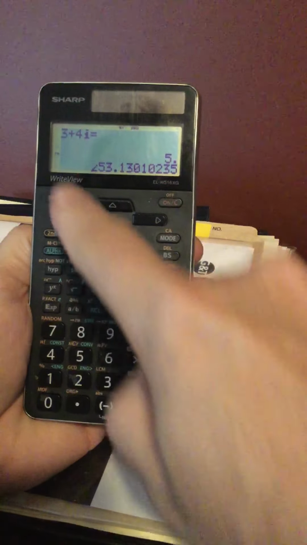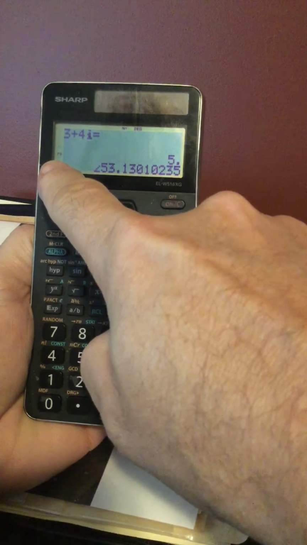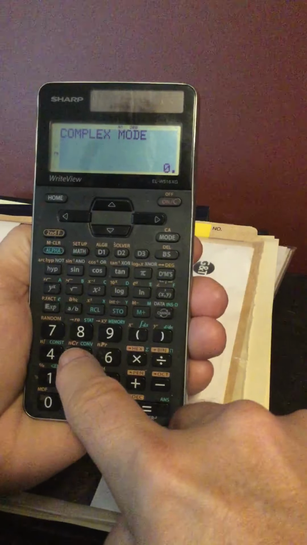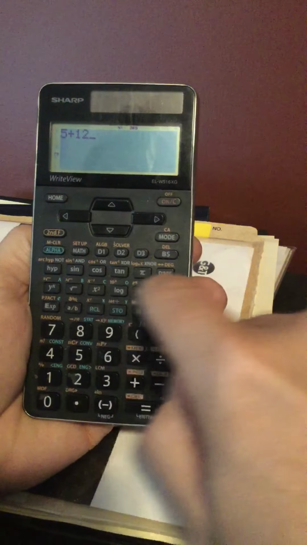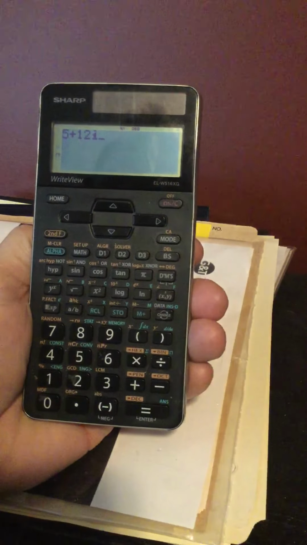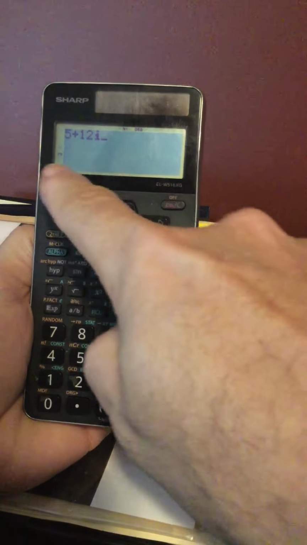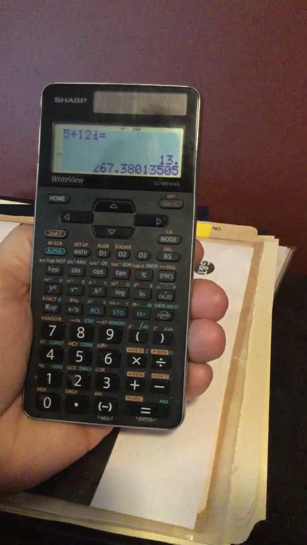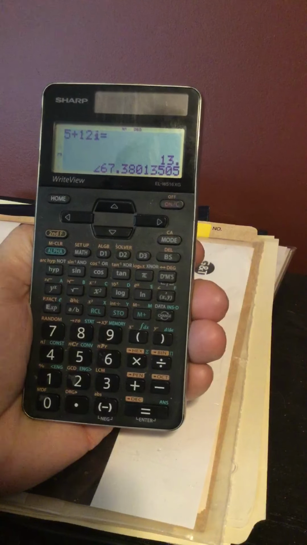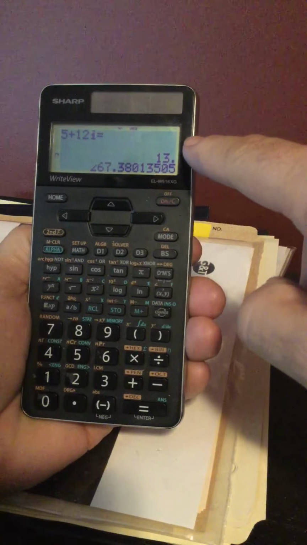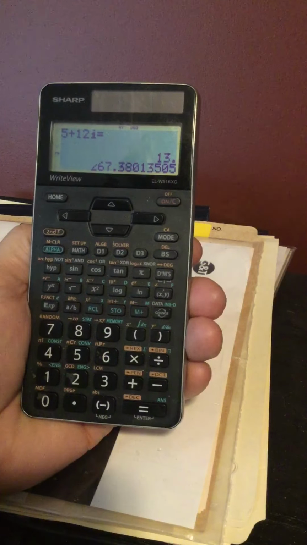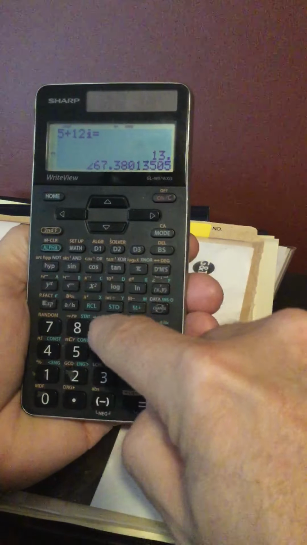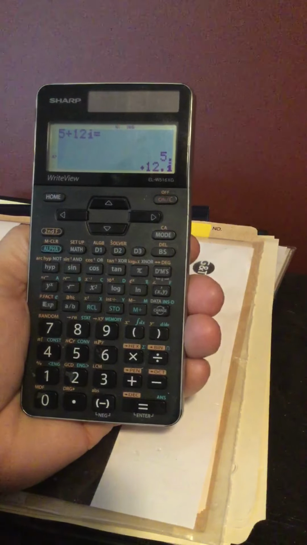Right now we are in polar mode, or magnitude and direction. I'm going to press 0. If I press 5 plus 12i, which is in rectangular form, but I'm in polar form, or magnitude and direction form, and press equals, it automatically converts it into that form. So there's a magnitude of 13 at an angle of 67.4 degrees. In the same way, if I convert this to xy, there it is, there's the 5 plus 12i.